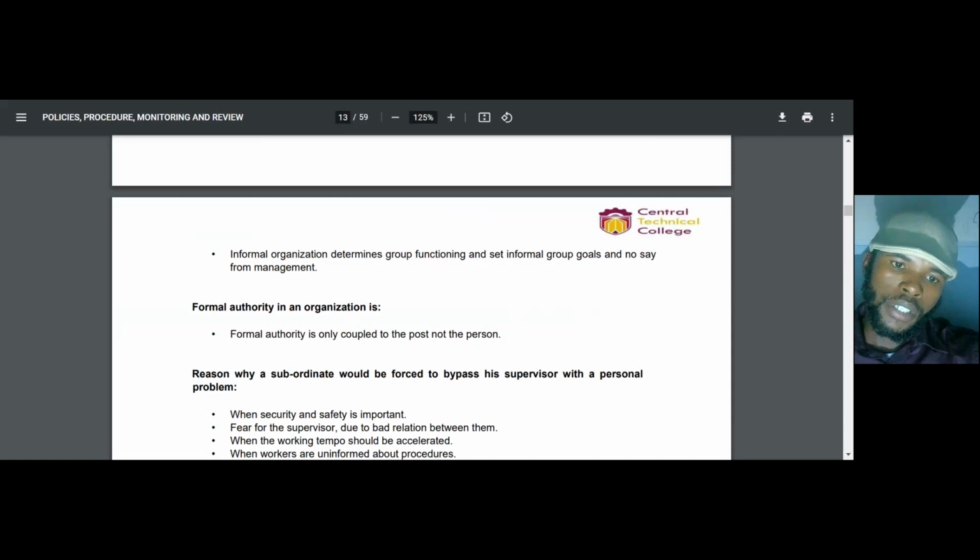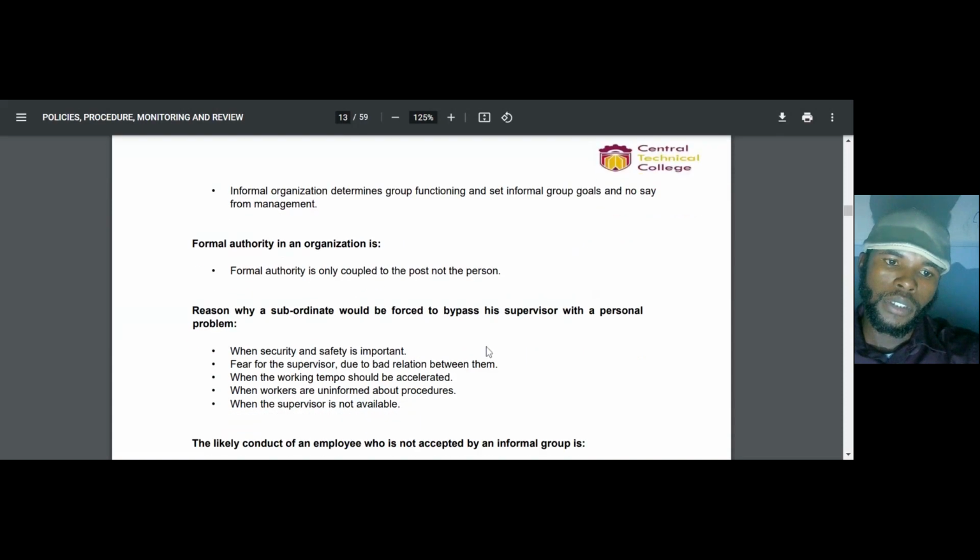What is formal authority in an organization? Formal authority is coupled only to the post, not to the person. Reasons why a subordinate would be forced to bypass his supervisor with a personal problem: when security and safety are important, fear of the supervisor due to bad relations between them, when the working tempo should be accelerated, when workers are uninformed about procedures, and when the supervisor is not available.